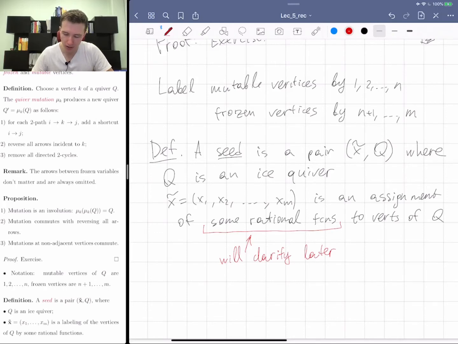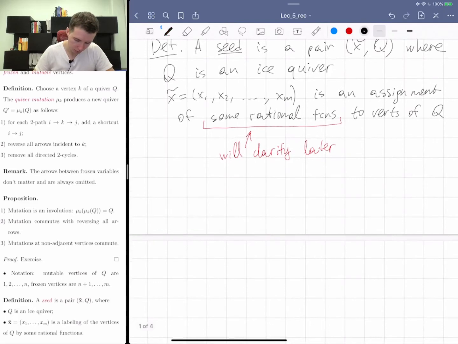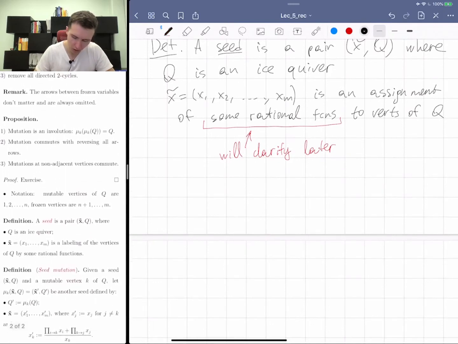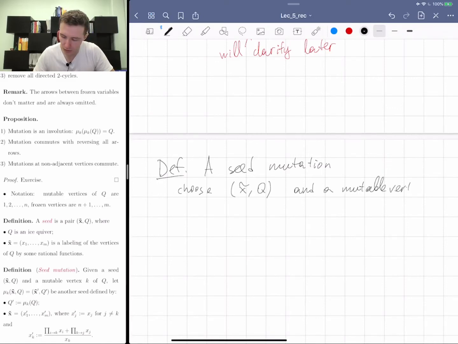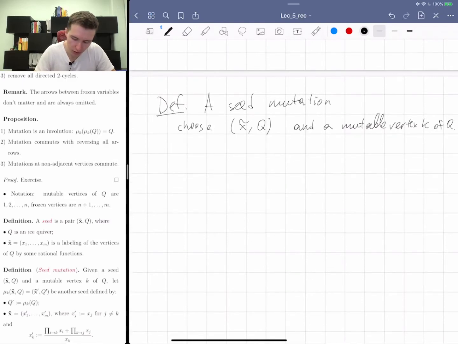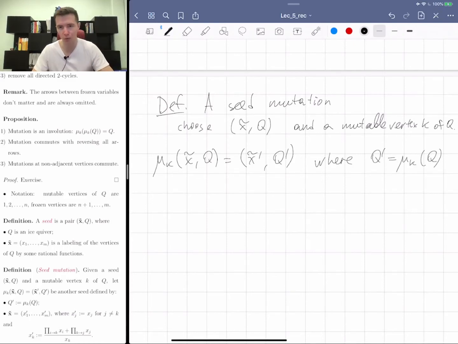And then with this data, I can define seed mutation. Definition: a seed mutation is the operation where you choose a seed, x tilde comma Q, and a mutable vertex k of Q. Then you define mu sub k of x tilde, comma Q, which is going to be some other seed, x tilde prime, Q prime, where Q prime is just the quiver mutation applied to Q. That's the same thing we did before.